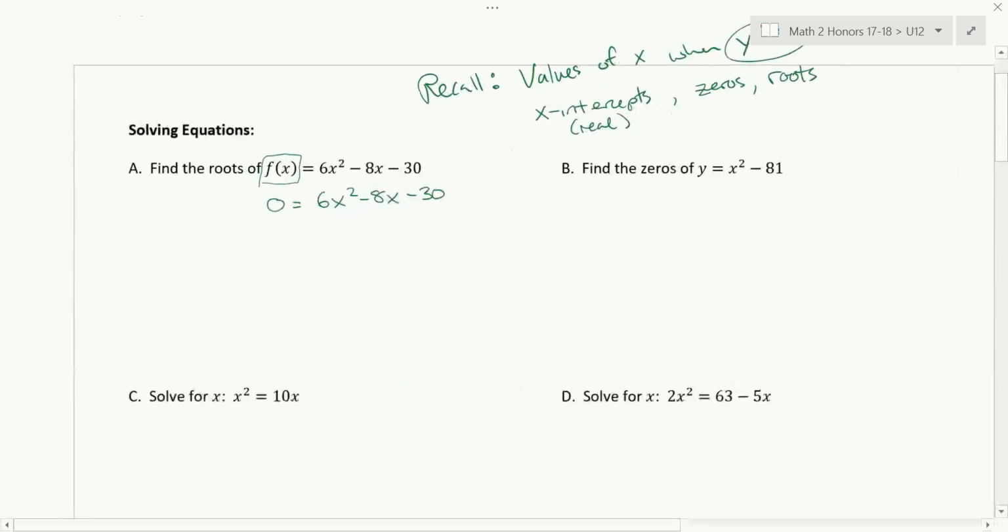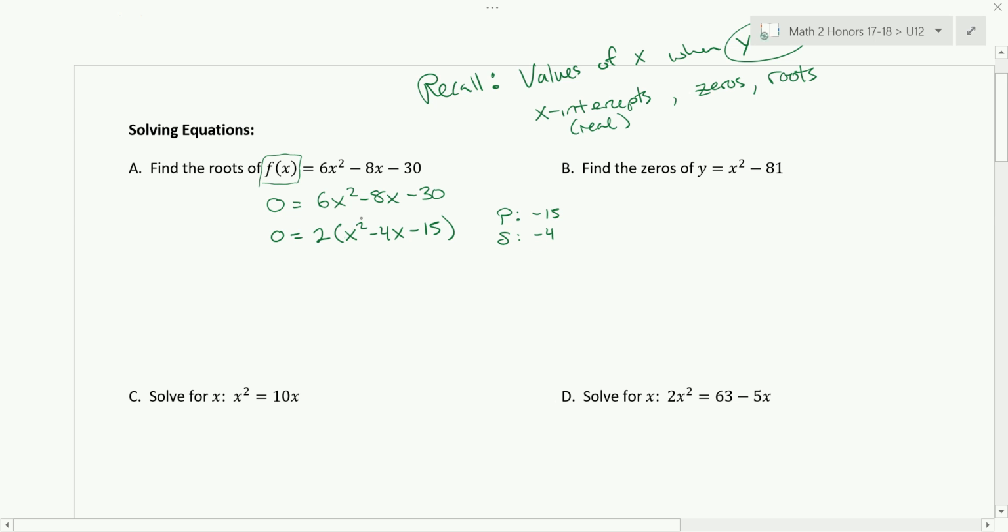So on this one, we're going to try factoring it. When you factor, if you have any factoring problem, ask yourself, can you factor something out of all of it? I mean, the 6, the 8, and the 30, they're all divisible by 2, so I could factor out a 2. I'm left with x squared minus 4x minus 15. And then I'm going to try to factor the trinomial by looking for two numbers whose product is negative 15 and whose sum is negative 4.